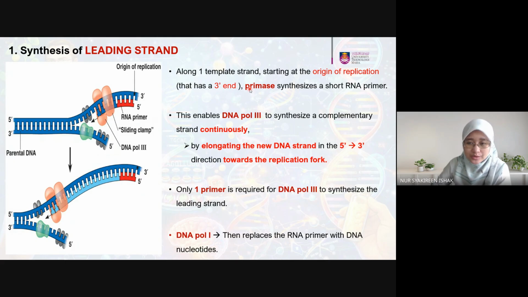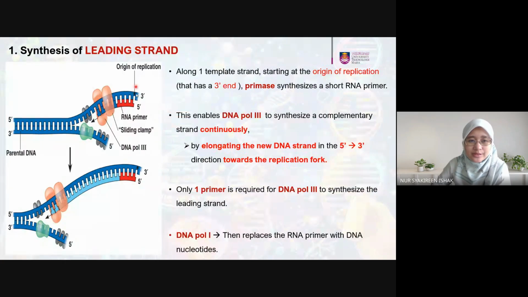If you are not sure or you are confused during the exam, whether it is DNA primase or RNA primase, because it is synthesizing an RNA primer, maybe you may make a careless mistake by writing RNA primase. In order to avoid that, you can also write the enzyme as primase only. So primase synthesizes a short RNA primer.